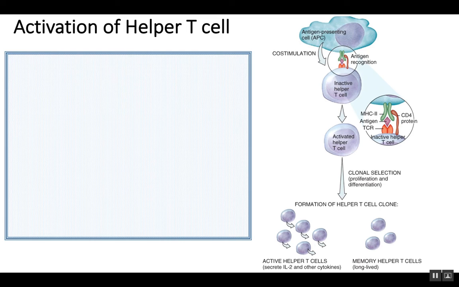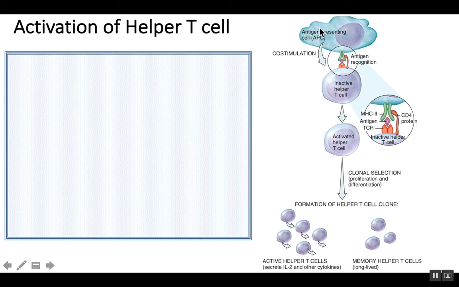Now let's put it all together. So we're going to look at how we activate a helper T cell. How do we get that helper T cell to start working for us? And this figure shows us how that occurs.